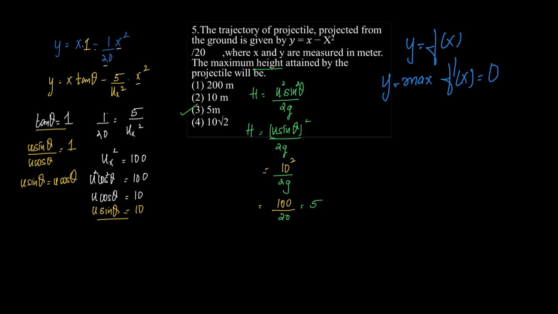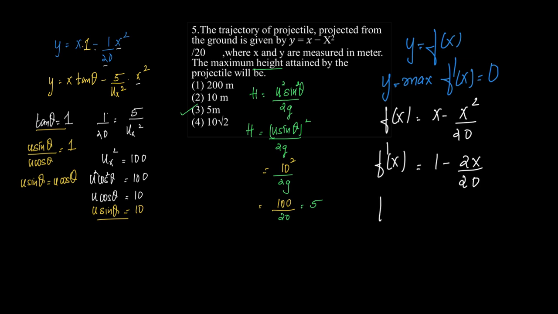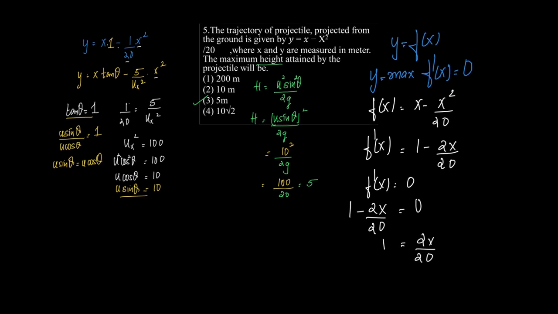Now if f dash x equals 0, what is f of x here? F of x is actually x minus x squared upon 20. So what is f dash x? F dash x will be equal to 1 minus 2x by 20. Now if f dash x is equal to 0, it means that 1 minus 2x by 20 is equal to 0, and therefore 1 is equal to 2x by 20, which implies x is equal to 10.